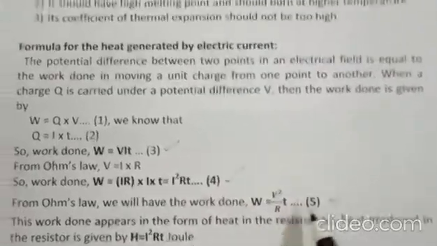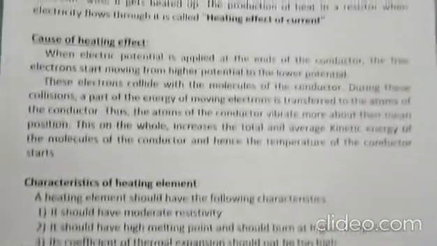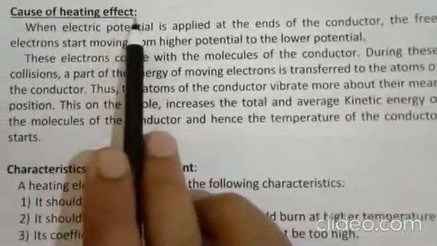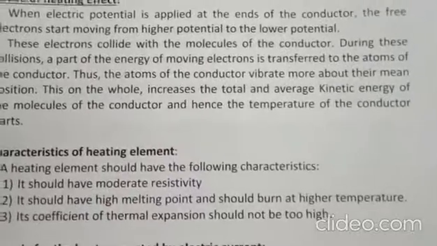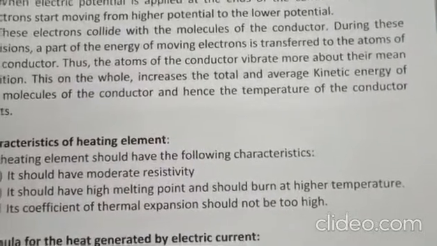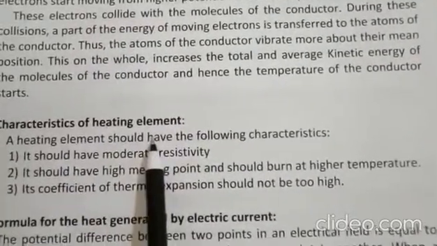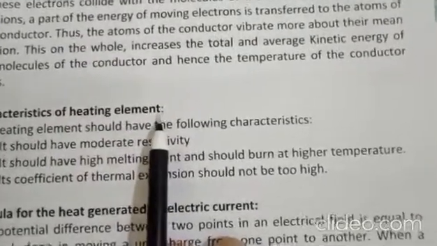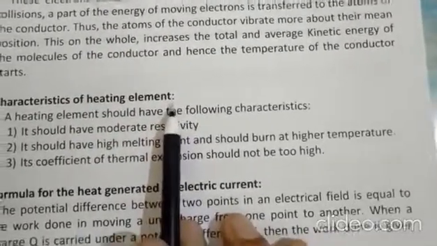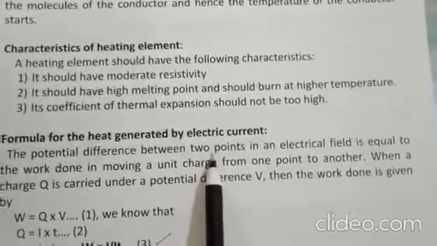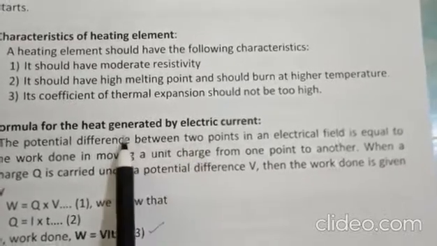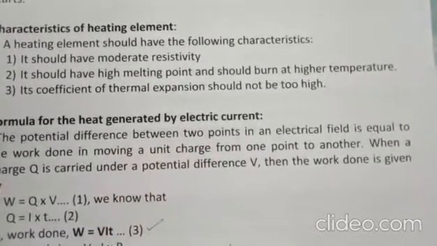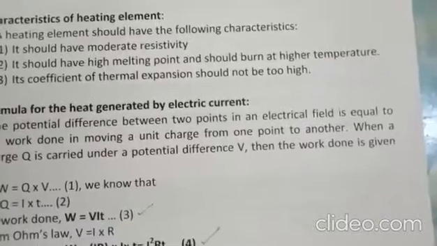So today I have discussed 3 topics. The topic number 1 was the cause of heating effect, why the heating effect is produced in a conductor. Secondly, I have discussed the characteristics of the heating element, that means the element which will produce the heating effect. And lastly, I have given you the derivation of the heat generated by the electrical current, the formula, and we have got 3 formulas.